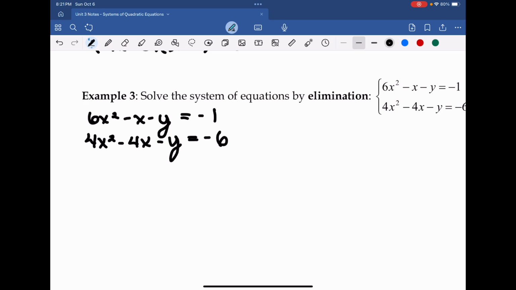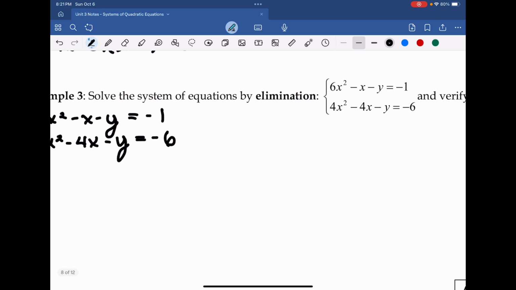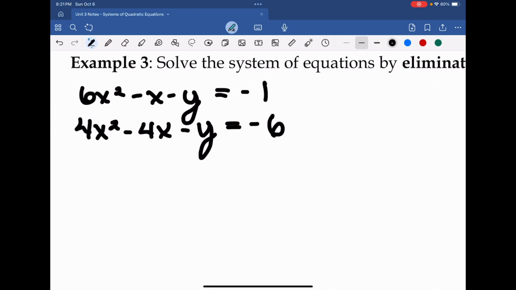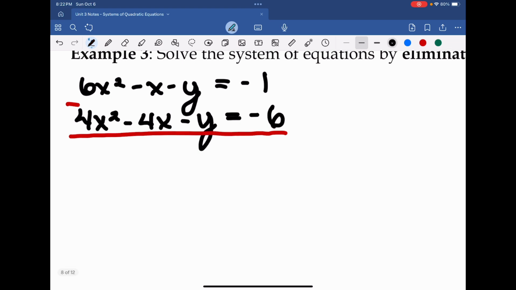Now, something I want you to realize about this is that all of the x terms and y terms are on the left-hand side. All of the constants are on the right. This is a really good way to organize it when you eliminate. Now, if the signs of y are the exact same, they're both negative and negative, what we're going to do is subtract. If the signs are both positive or both negative, always subtract. If they're different, you can add.